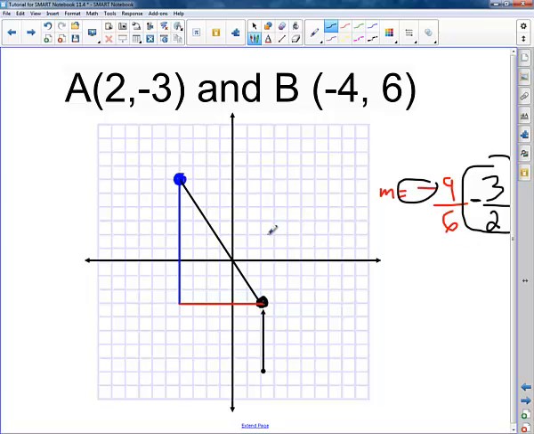Okay, so that's using a graph, and that's also using the formula. So those are two different ways that you can find a slope. Okay, moving on to the next question.